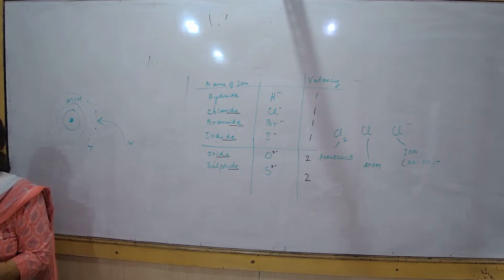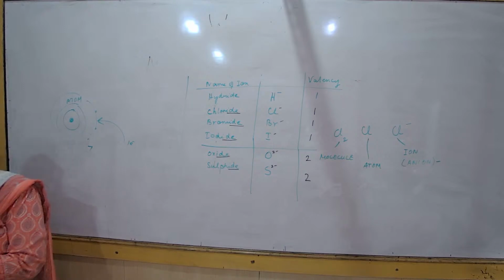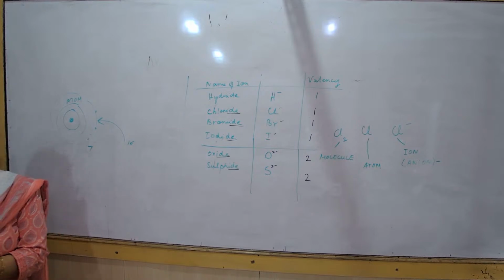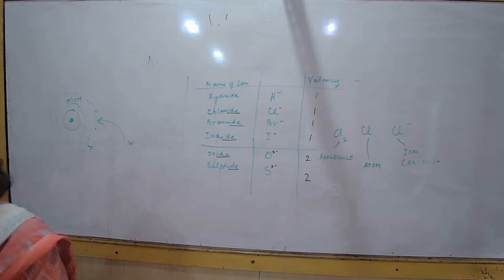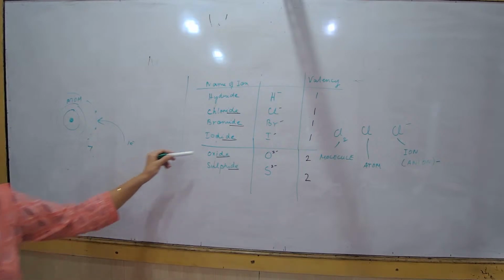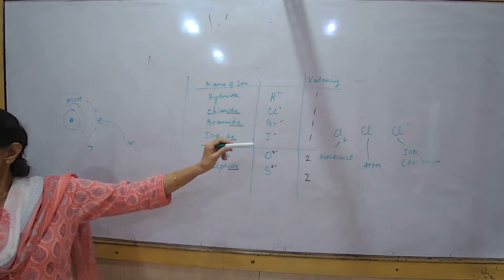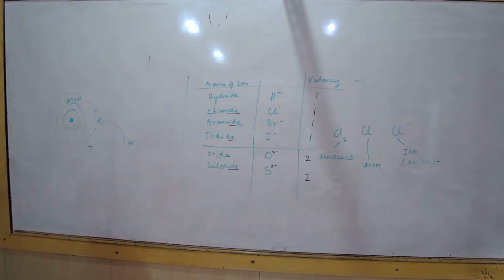You understand now? Like nitrogen, it has taken in 3. It was 5. It wants 3 more, that's why it has to be 3 minus. Got it? Chalo. Before, sulfur and oxygen became oxide and sulfide, along with the charges and all. The last one we are going to write is nitride.